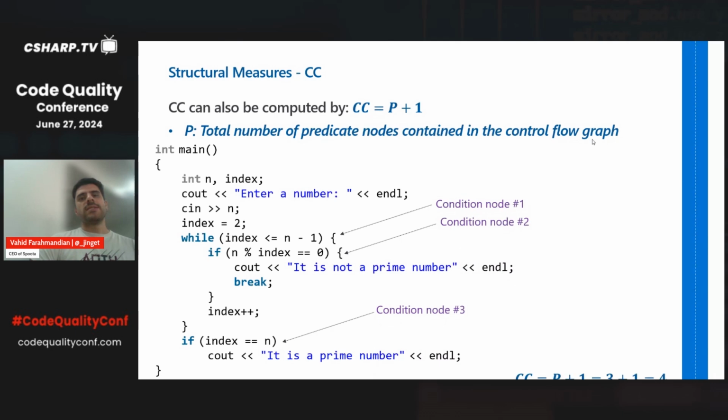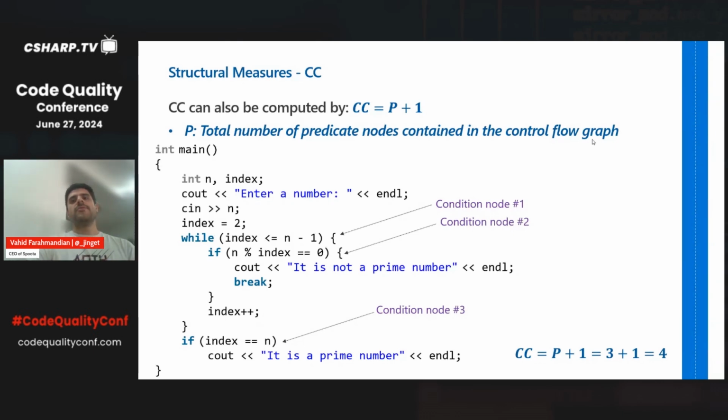So what's our cyclomatic complexity? Easy, P plus 1. P, the number of predicate nodes, is equal to 3. 3 plus 1 is equal to 4. We need 4 unit tests to cover this code. Or in another definition, we can say that there are 4 different routes to execute this code. One very important definition of cyclomatic complexity is the number of routes to execute that code.